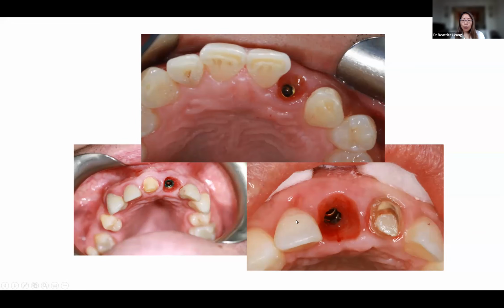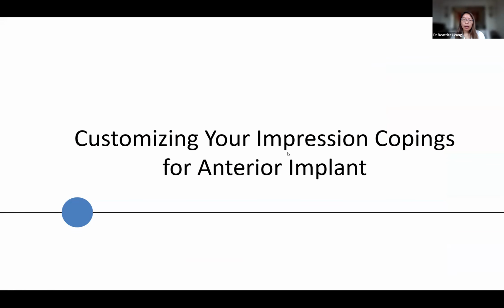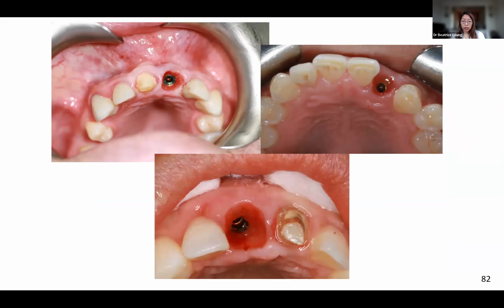But what it does now allow me to do is it allows me to customize the impression coping. Okay, it allows me to customize the impression coping so the lab has more knowledge about the soft tissue contour that it needs to be shaped for your final definitive restoration.